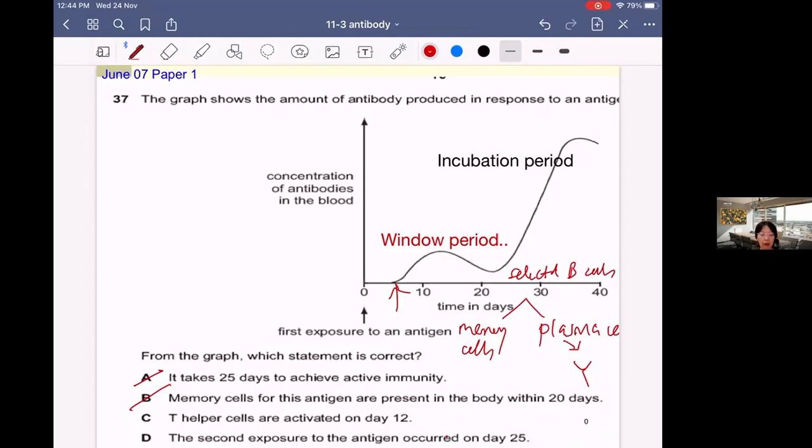What about C, T helper cells are activated on day 12? No, it must be before that, because T helper cells are activated even before selected B cells divide and differentiate. So this is wrong. Last one, the second exposure to antigen occurs on day 25. It cannot be day 25. On day 25, the antibody level has already increased, so the exposure must be somewhere before that, before day 25.